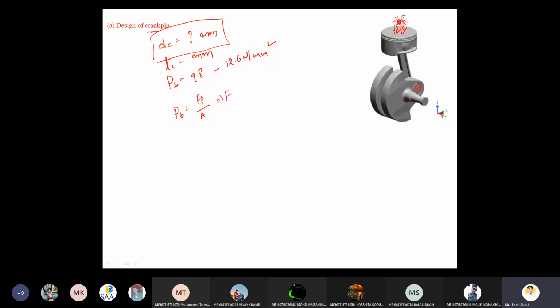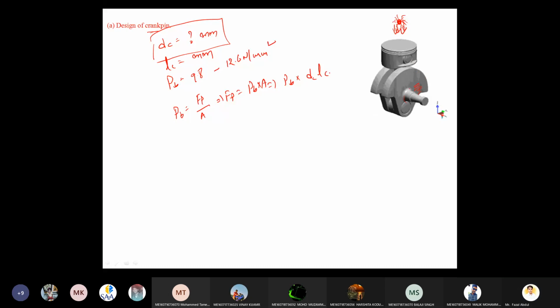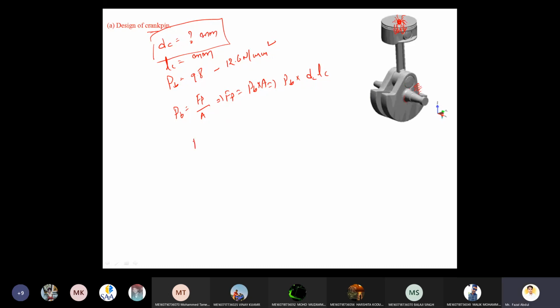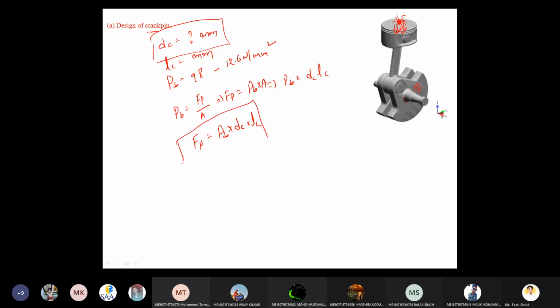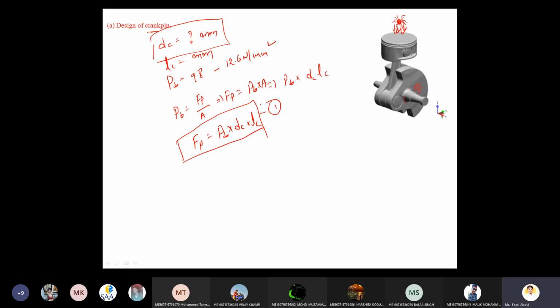So Fp equals bearing pressure into area. What is the area here? Dc into Lc. So Fp equals bearing pressure into Dc into Lc. Write it as equation number 1.